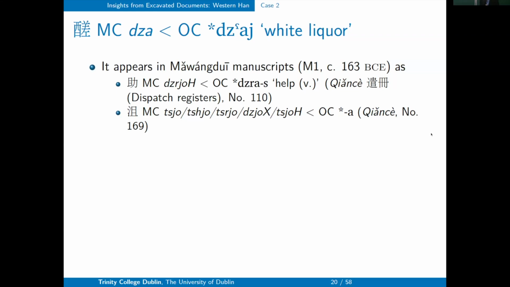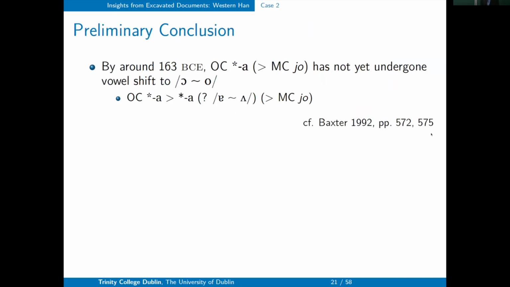So we can find that at that time, the Old Chinese I words should have lost their final E, and the original Old Chinese A should still keep itself as something like A. So we can conclude that by around 163 BCE, Old Chinese R, which regularly became Middle Chinese U, hadn't yet undergone the vowel shift.